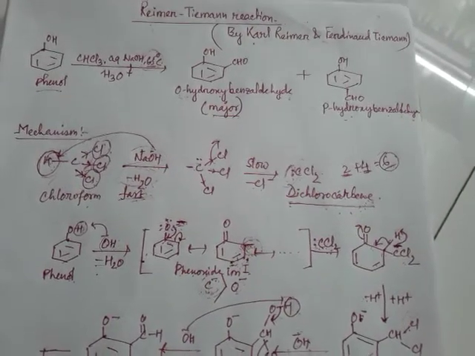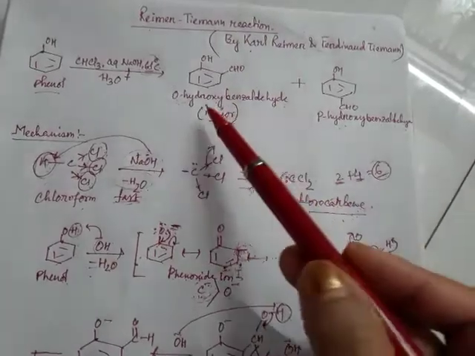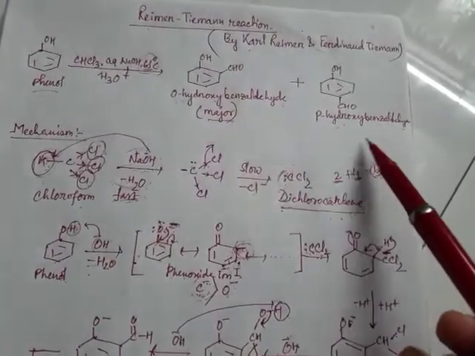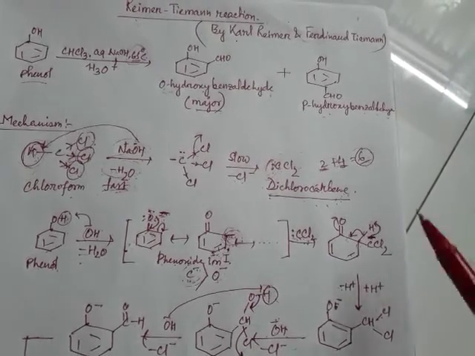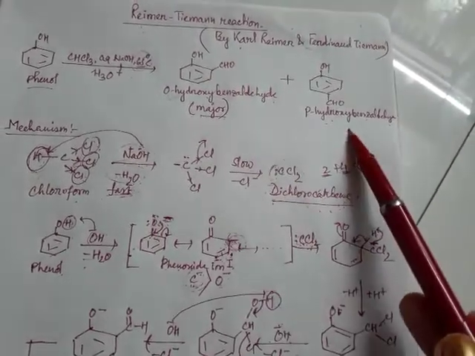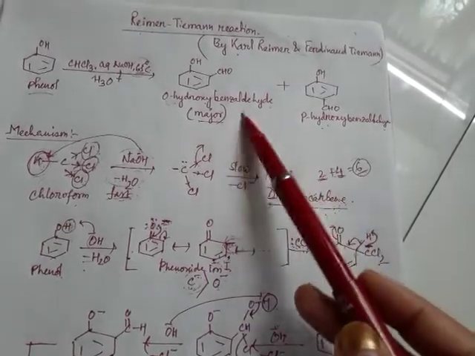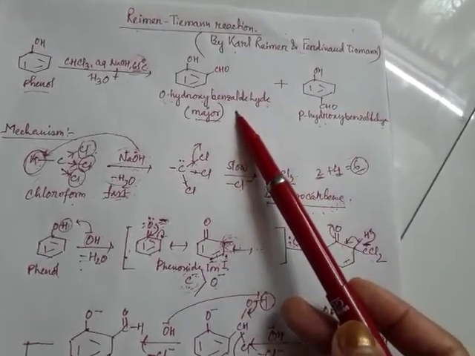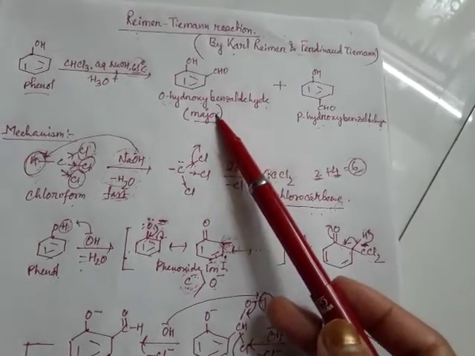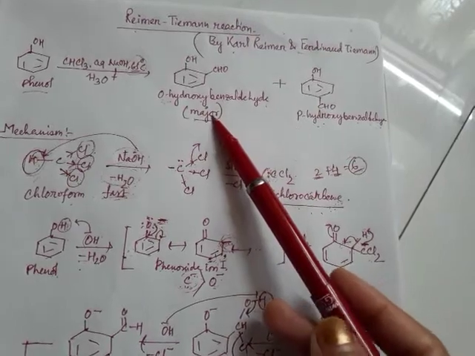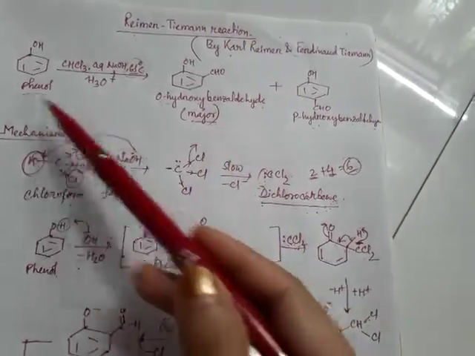So now the question is, how can we isolate these two products? That means ortho and para products are obtained as a mixture, so how do we isolate them? The ortho-hydroxybenzaldehyde is separated from the para isomer by steam distillation, because the former is appreciably volatile in steam due to intramolecular hydrogen bonding, and we can have this one in our distillate along with some unreacted phenol.